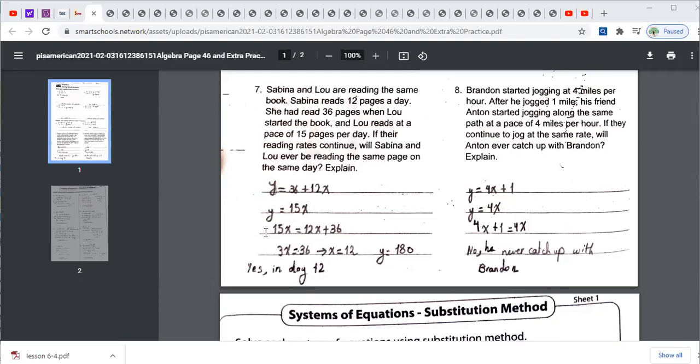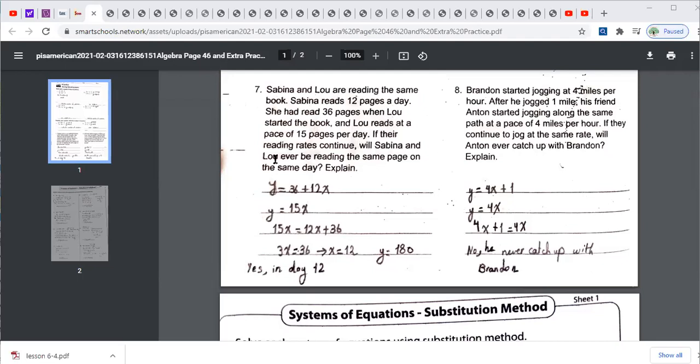So we have 15x equals 12x plus 36. We can combine the like terms together. So we have 3x equals 36, then x equals 12. Now we have the value of x and we will go back to replace. So we have the value of y equals 180.